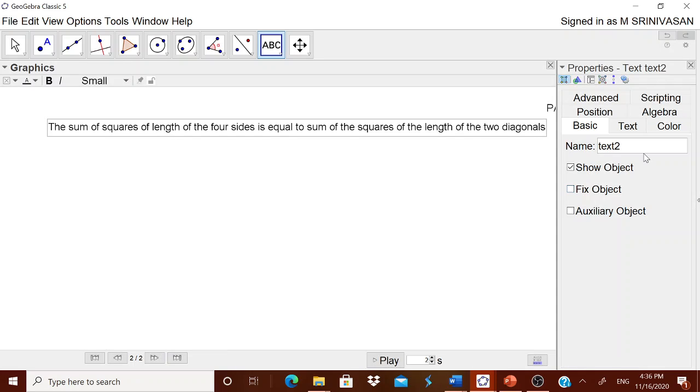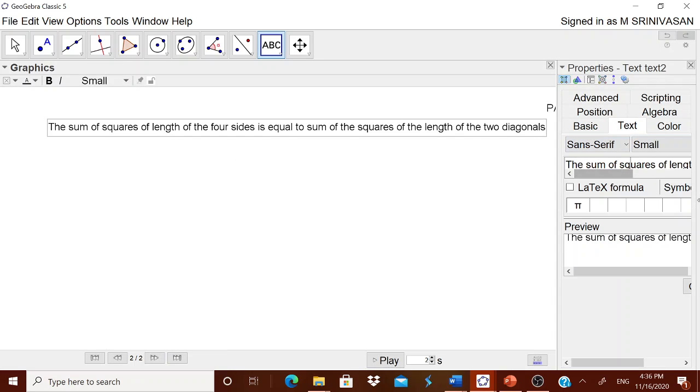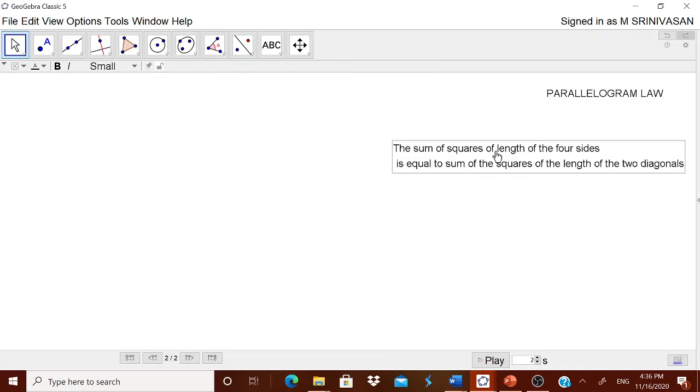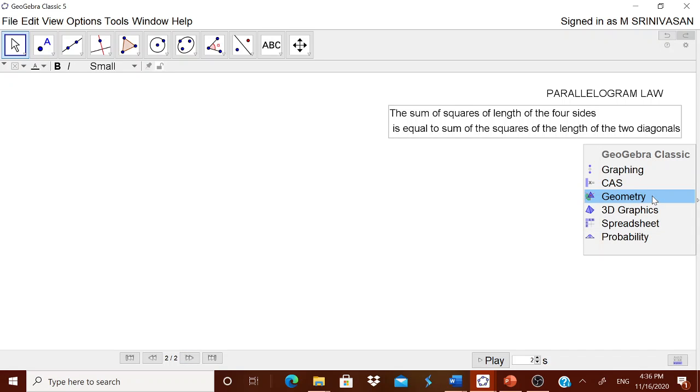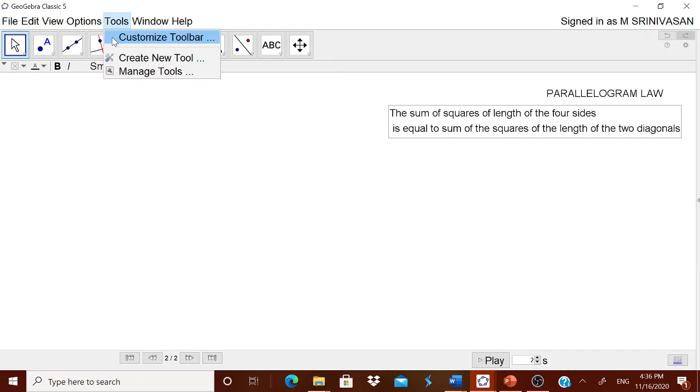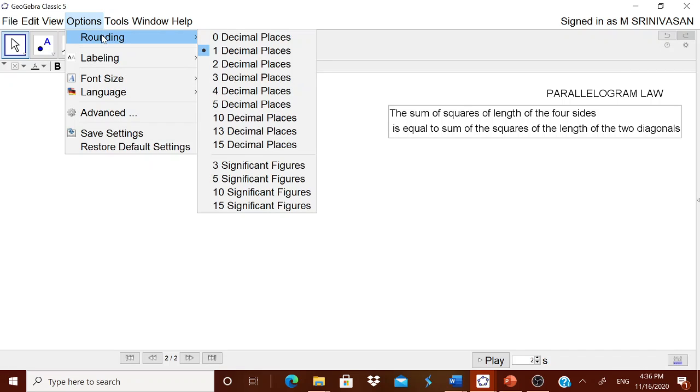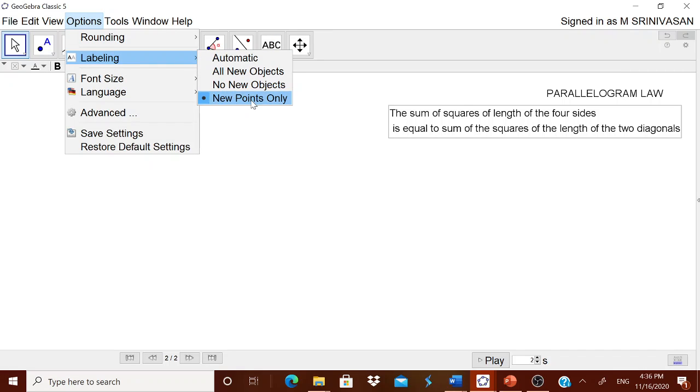Now you can fold this also. Already I have told you how you have to do it. Go to this text where you want to fold it, for example, length of the four sides. Here I want to fold it. Press enter and then come out. It will get folded automatically. It depends on the way you are doing it. Now this also can be moved from left to right and you can give color to it and so on. Here I have already taken a geometry view, and in the options I have rounded off to 1 decimal place, and in labeling I have taken new points only.